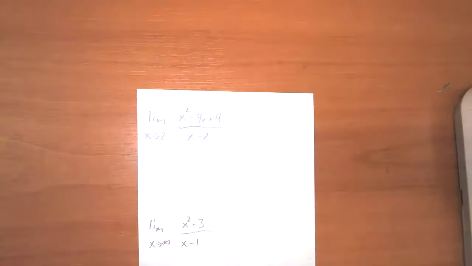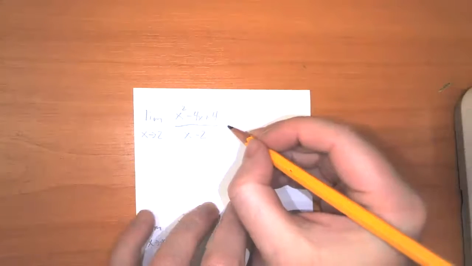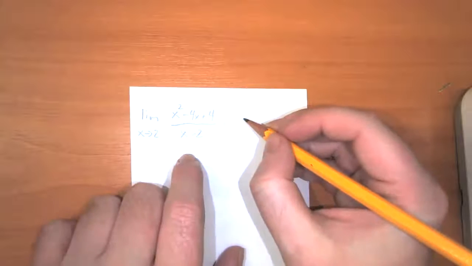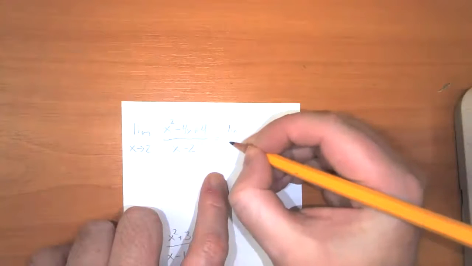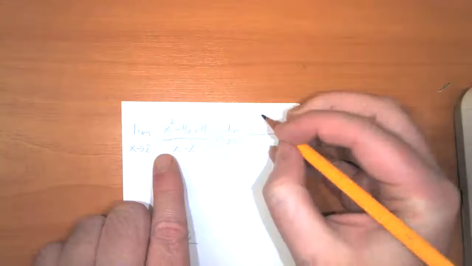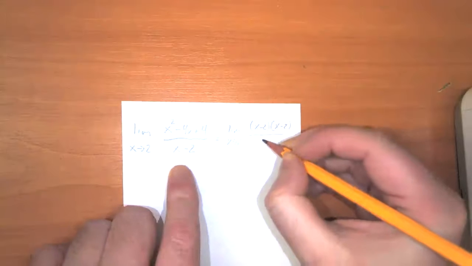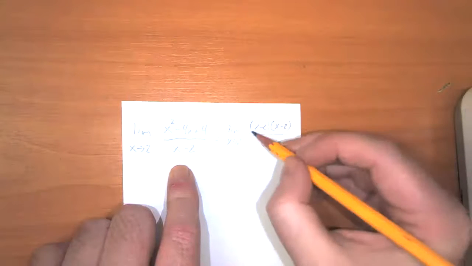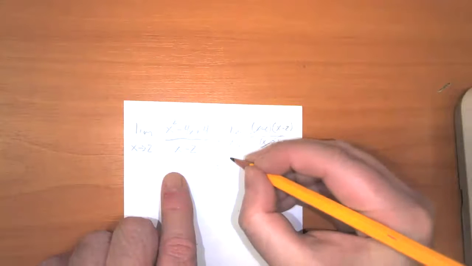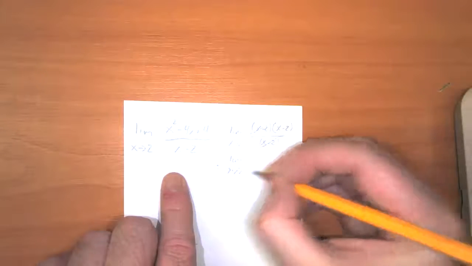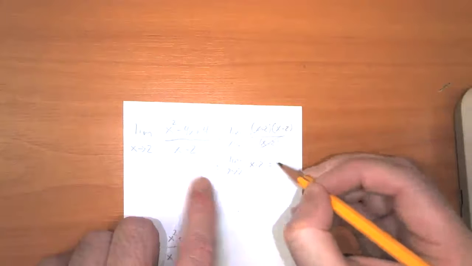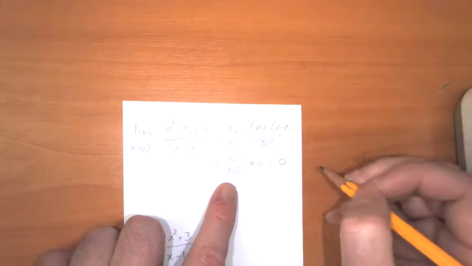All right, so the first problem that we have is the limit as x approaches 2 of x squared minus 4x plus 4 over x minus 2. Now, when we did this back in Unit 1, we solved that by factoring the numerator and denominator. So we had the limit as x approaches 2. The numerator factored into x minus 2 times x minus 2. And then we had x minus 2 in the denominator. So this canceled out, and that gave us the limit as x approaches 2 of x minus 2. And that we could substitute into, and we got 0 as our answer.